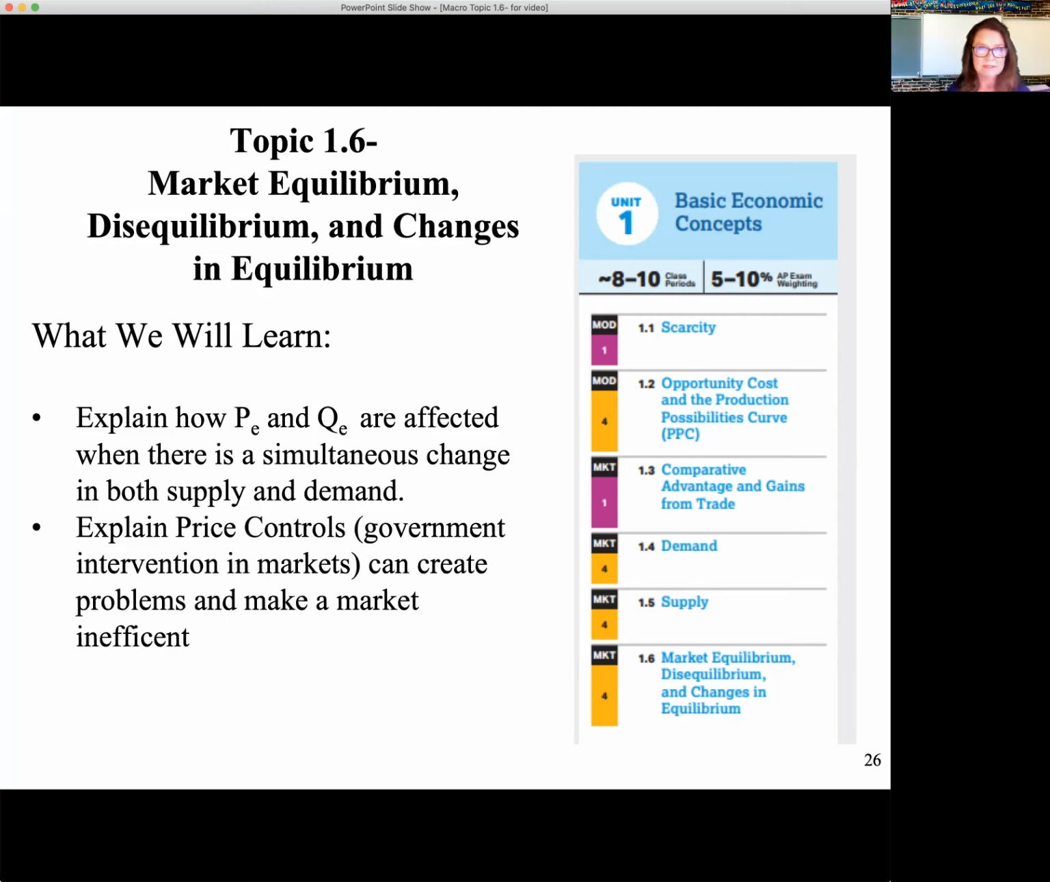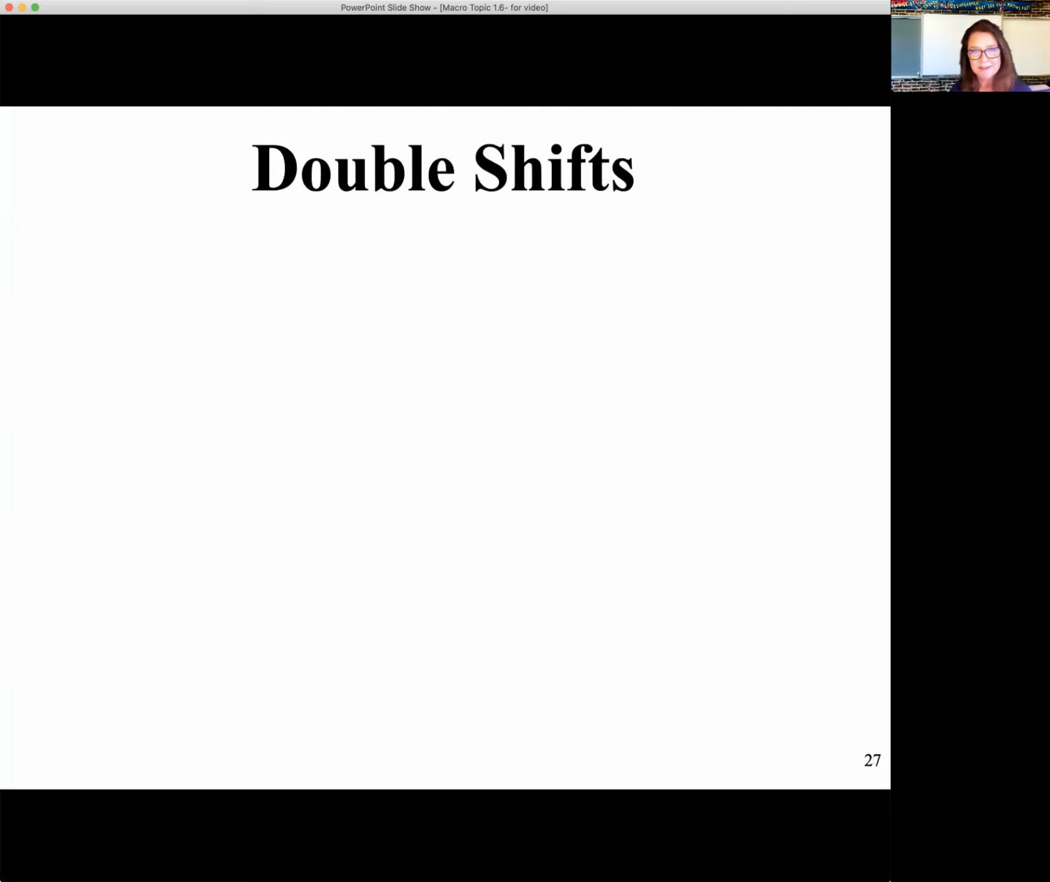So we'll see what happens there, and we'll explain when we have price controls or government intervention on the price where the market's trying to clear, how that can create inefficiency in the market. And then in all cases in economics, there's always winners and losers when any kind of change happens in the market. So we're going to go through each one of these.